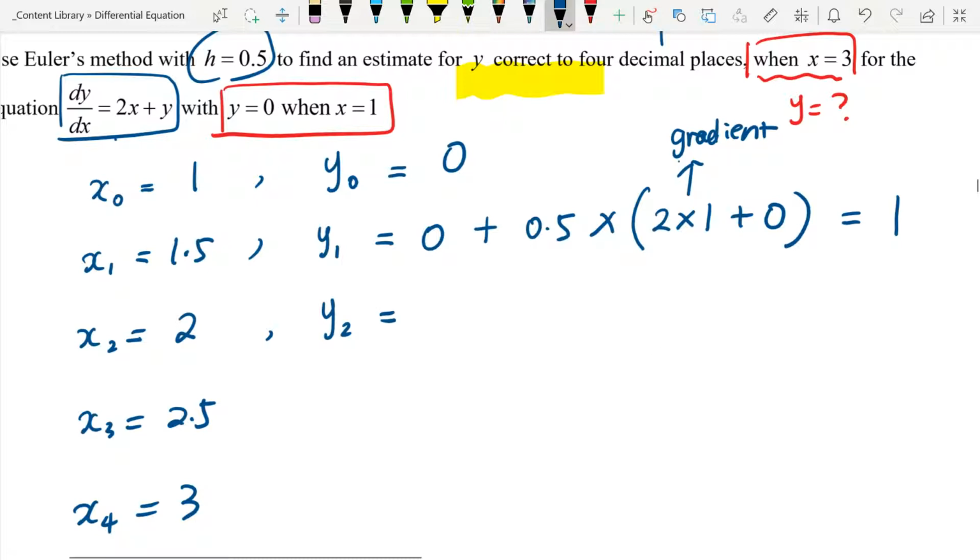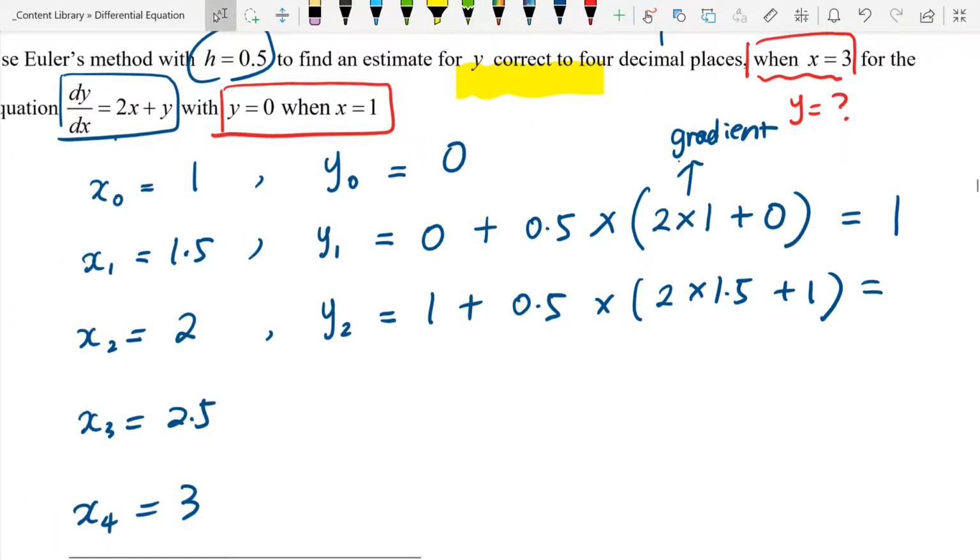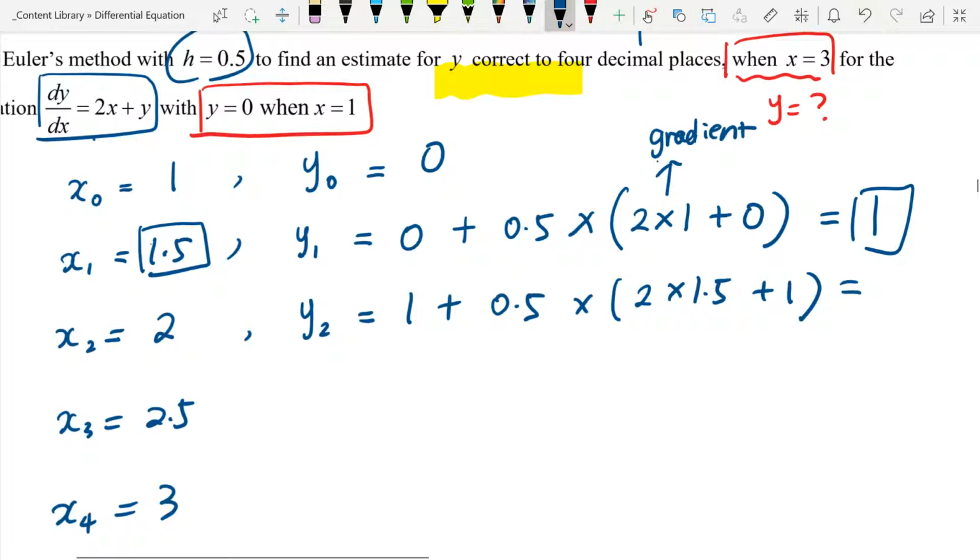We can check the answers later by using the calculator directly. The next step will be the previous y value plus 0.5 times the previous point's derivative, which is 2 times 1.5 plus 1. In this case, you plug 1.5 and 1 into dy/dx, the previous point's derivative. So it's 2 times 1.5 plus 1, which is 3 plus 1, which is 4. 4 times 0.5 is 2, 2 plus 1 is 3. Yeah, that's a 3.